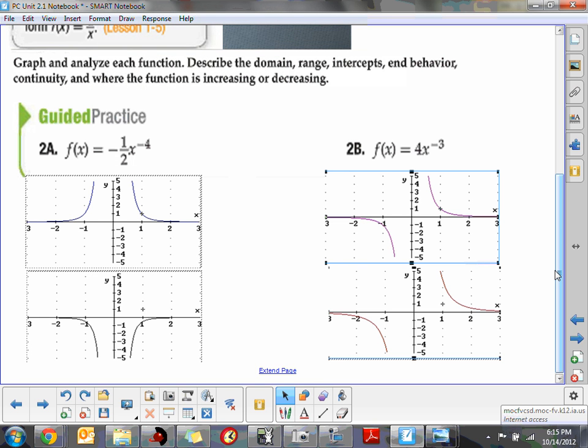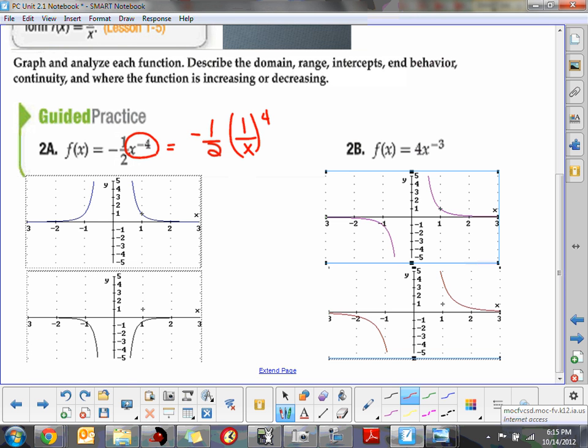Again, we're going to analyze each function, describe domain, range, intercepts, end behavior, continuity, and where the function is increasing or decreasing. The reason I like to rewrite these is I want to see this in a little different nature. It's a -1/2. And since it's x to the -4, I can rewrite that as 1 over x raised to the 4th, but I want one more adjustment. I want to write that as -1/2 times 1 over x to the 4th. Because now I've got this pegged in my mind.